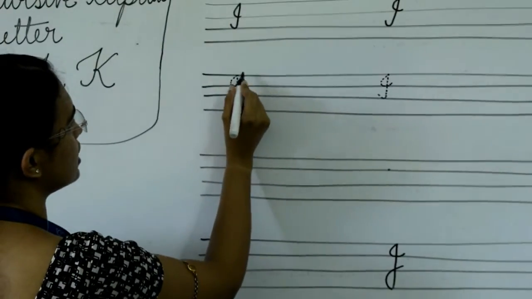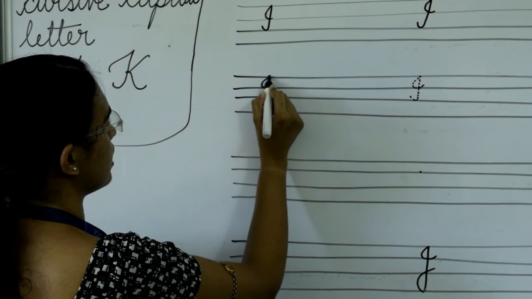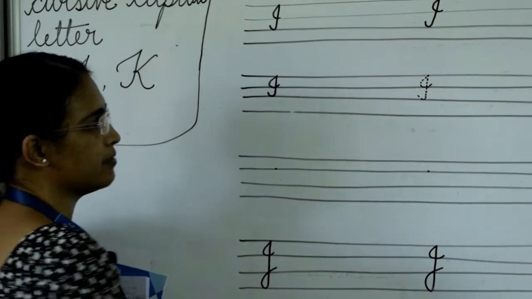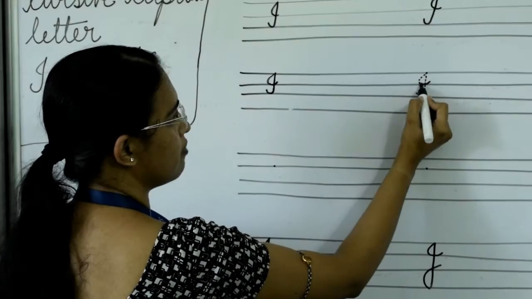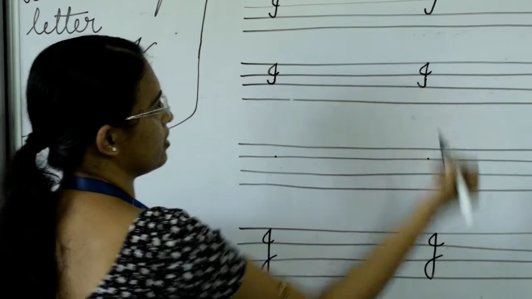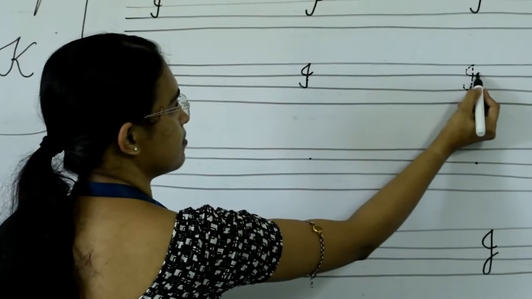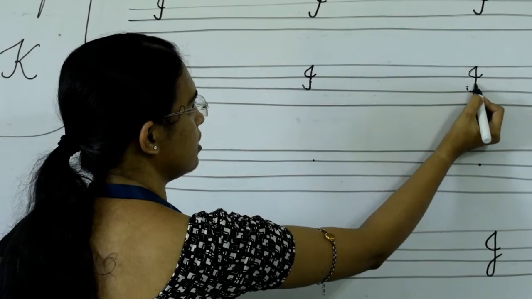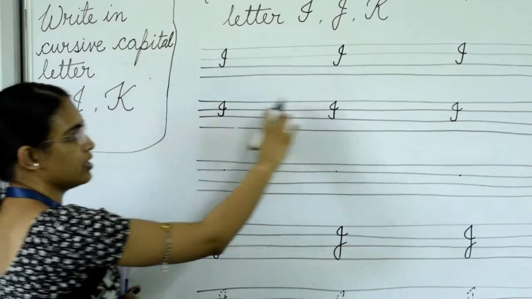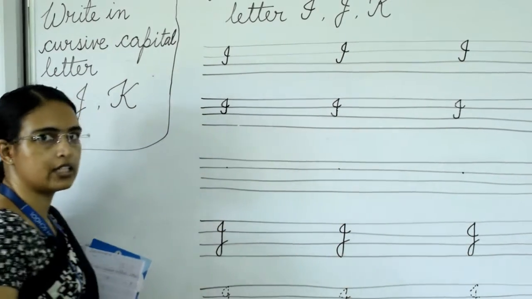For cursive capital letter I, start from here and after that do like this. This is cursive capital letter I. First a curved line, then a straight line, then again a curved line. This is cursive capital letter I. Curved line, straight line, then curved line. Now after tracing this letter in the next line, what you have to do? You have to write it by yourself.